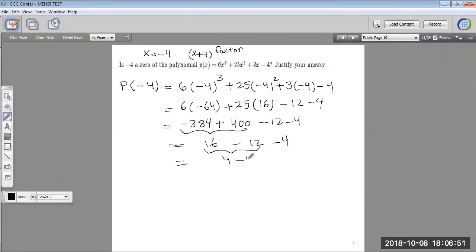Yes. Since P of minus 4 turns out to be equal to 0, the answer is yes. The remainder is 0. Then minus 4 is a 0 of the polynomial. In other words, x plus 4 is one of the factors of that polynomial.